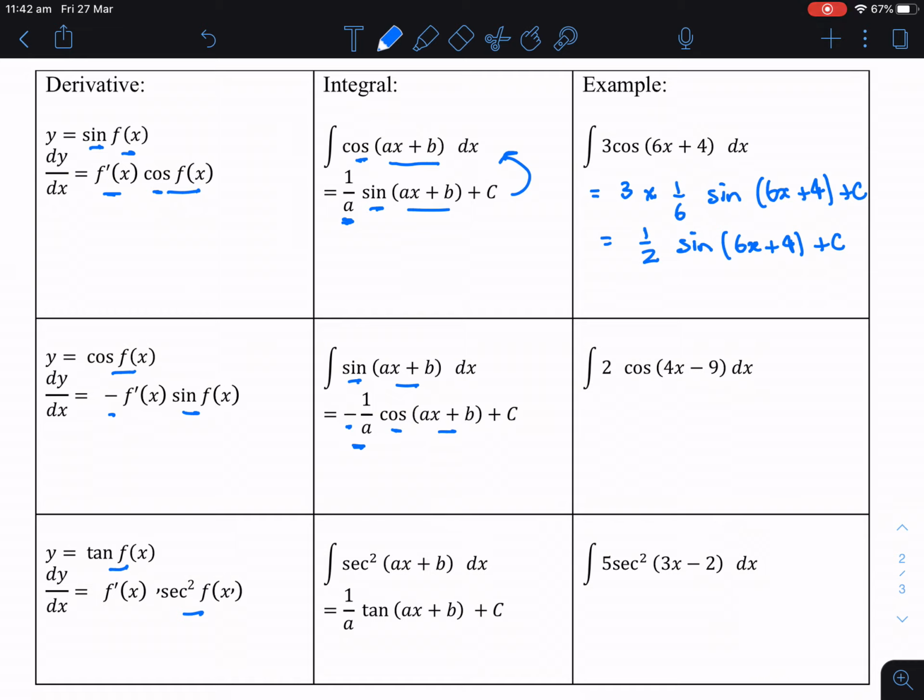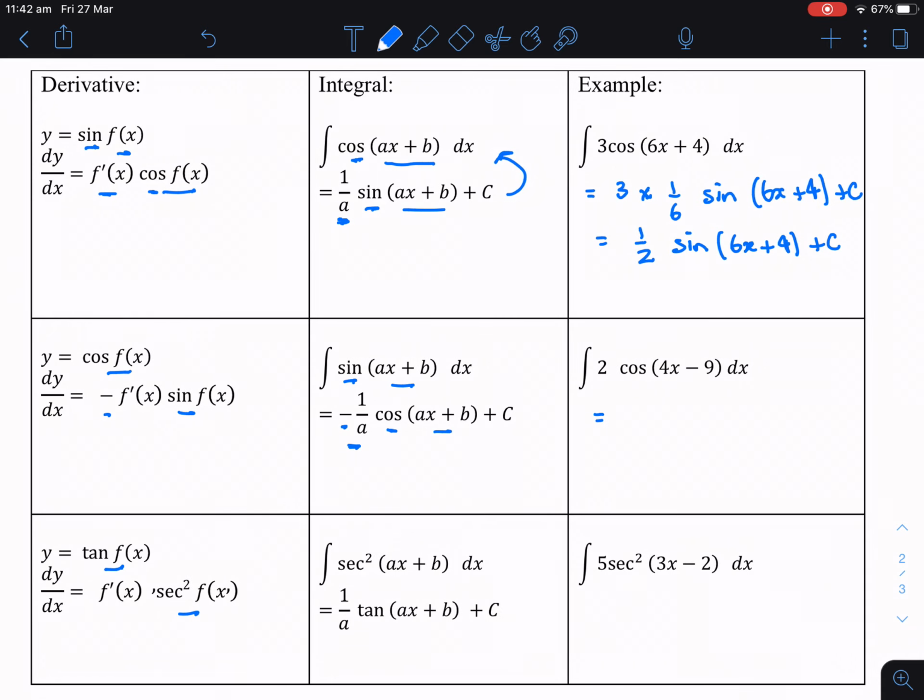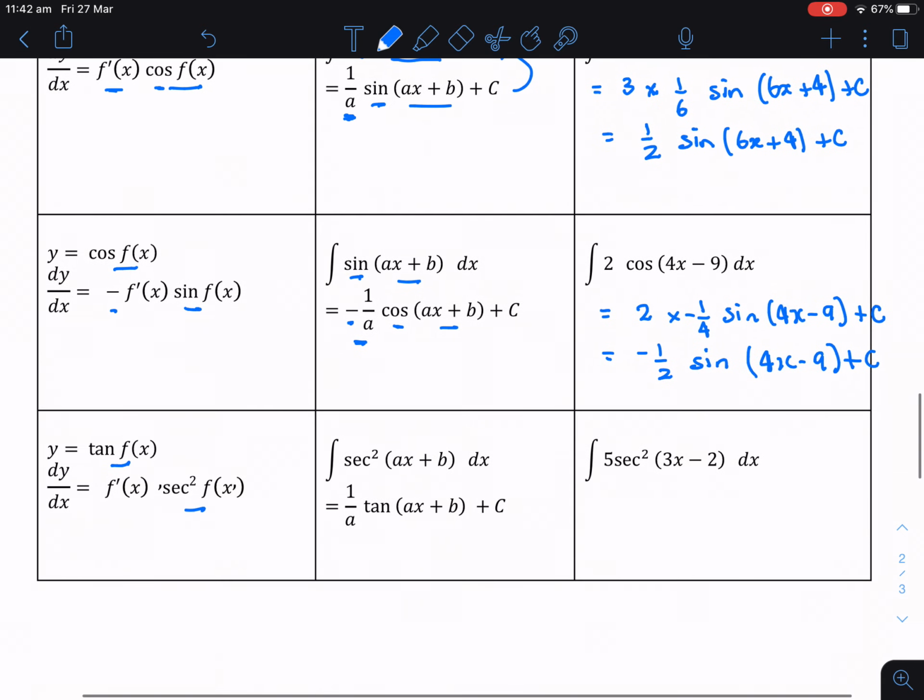So this time for 2 sine of 4x minus 9, we get the 2 times the integral of sine, which would be the minus 1/4 of cosine of 4x minus 9. So we're just applying that rule, and then we can tidy it up: negative 1/2 of cosine of 4x minus 9, plus the constant.